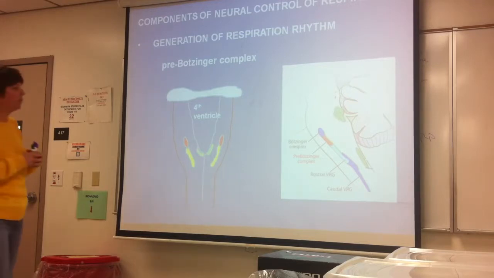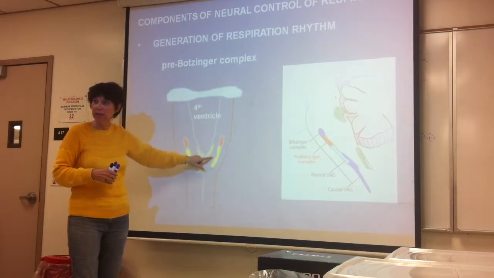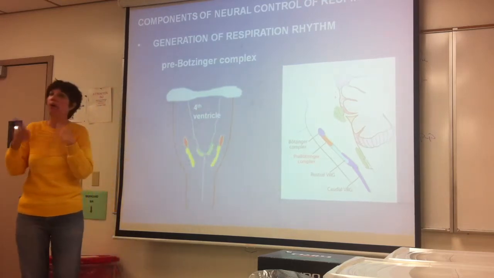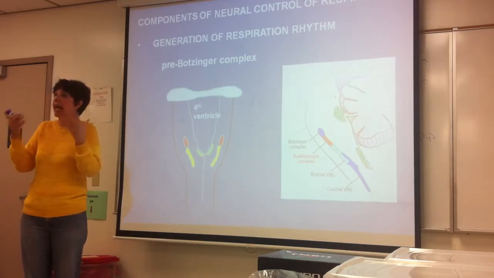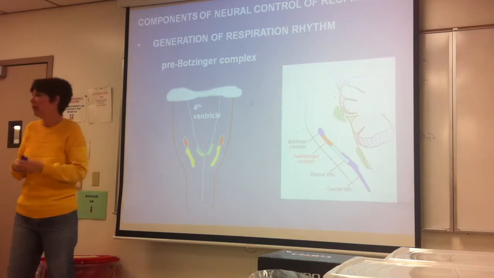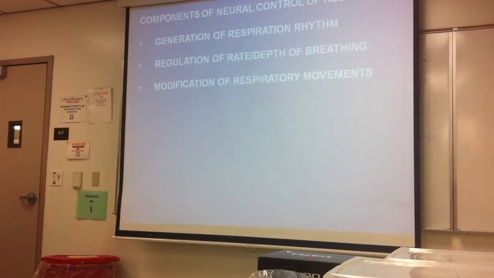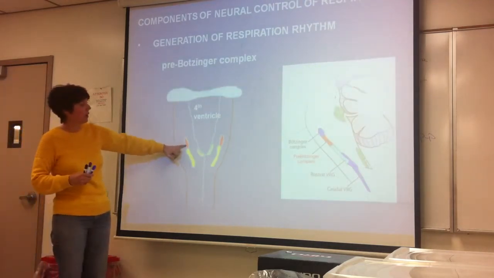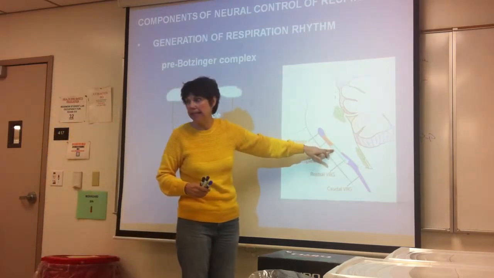But there is a group of neurons shown in red here. This would be the fourth ventricle, looking at the dorsal view of the brainstem. And these cells depolarize and kind of set up a pattern generator. So if we go back, the generation of the respiration rhythm now is thought by most individuals to be due to this structure called the pre-Botzinger complex.